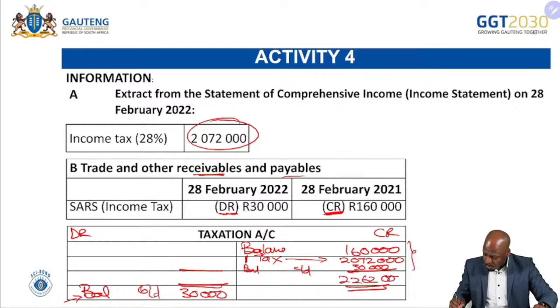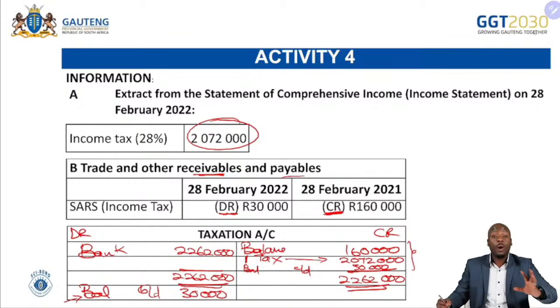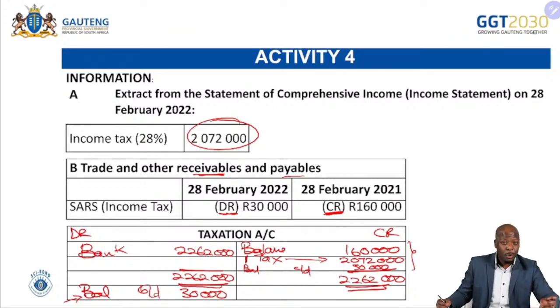2,262,000. That means here I'm going to get my bank tax paid, 2,262,000. Okay, I know there are several other ways of doing this. I just thought today I should show you the T account.